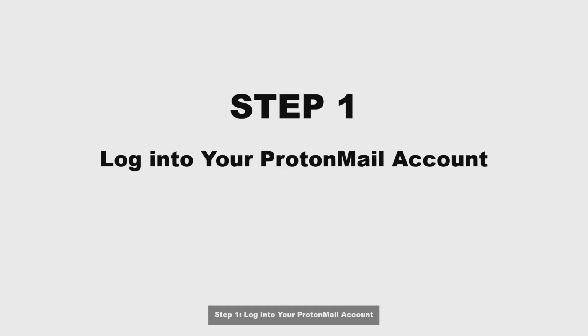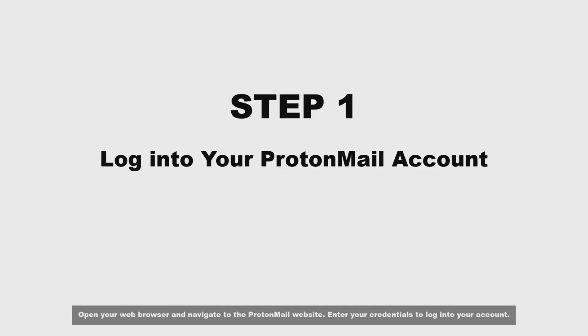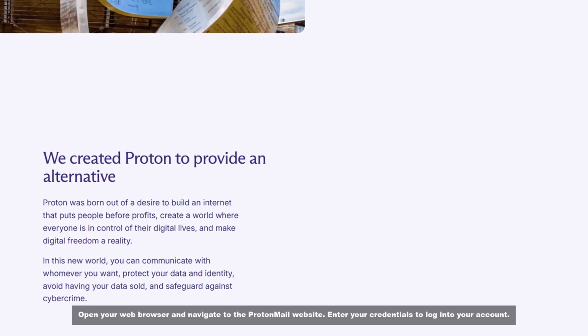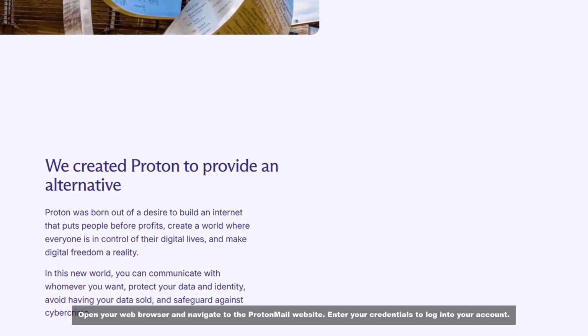If you want to maintain your privacy while using ProtonMail, hiding your online status can be an effective way to do so. Follow these steps to adjust your settings. Step 1. Log into your ProtonMail account. Open your web browser and navigate to the ProtonMail website. Enter your credentials to log into your account.